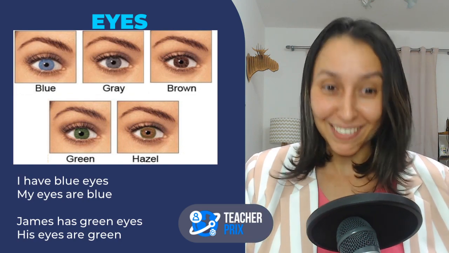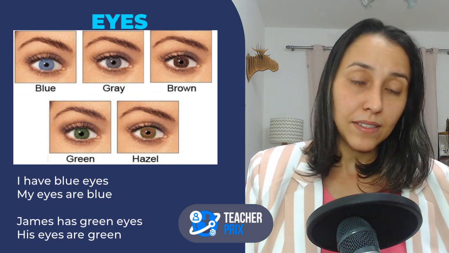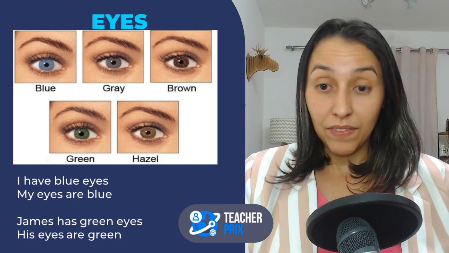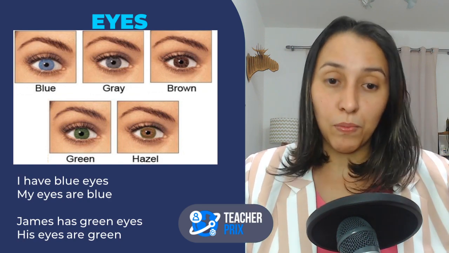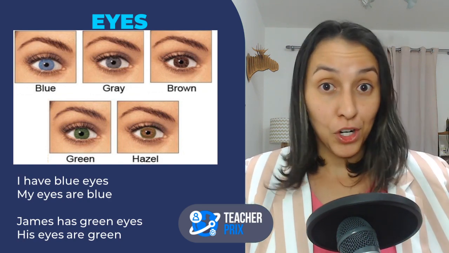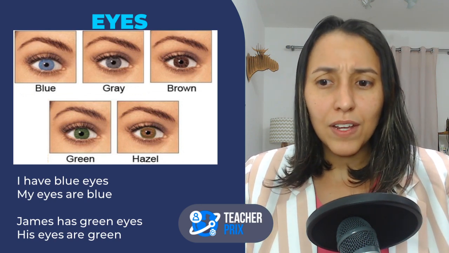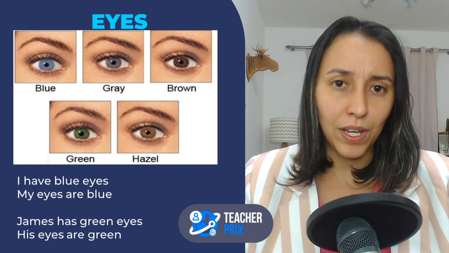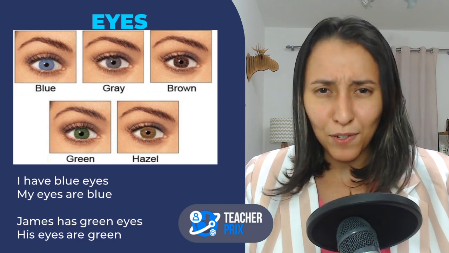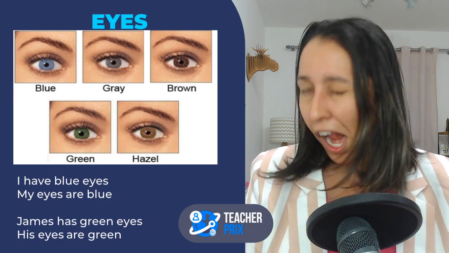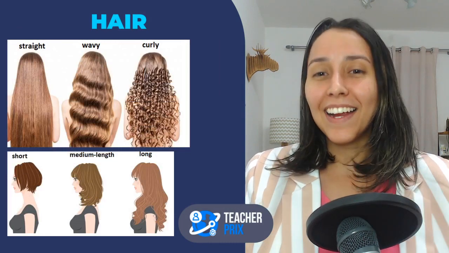Do you have blue eyes? Let me know. I can say I have brown eyes, or I can say my eyes are brown. If I want to talk about my sister, she has brown eyes, or her eyes are brown. So you see, very basic language to describe appearance in English. We are here in the first part: eyes. Wink. Moving on. Hair.